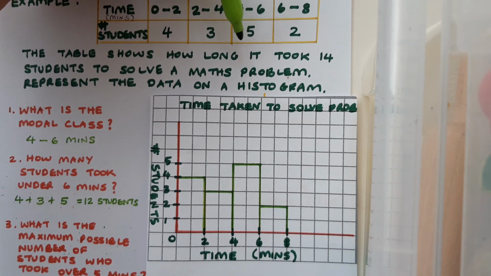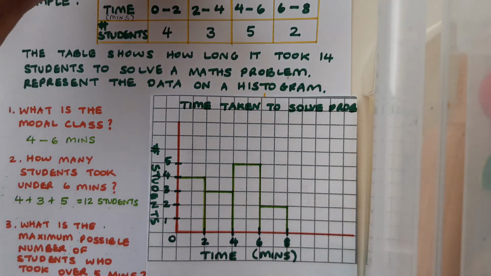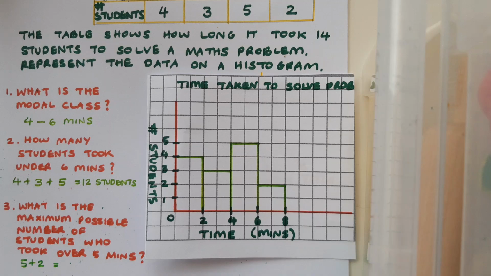These students here took between 4 and 6 minutes. I don't know exactly how long each individual took. It's possible they all took 4 minutes, or maybe they all took 6 minutes. But it's definitely possible that they all took more than 5 minutes. And I'm looking for the maximum number of students that might have taken more than 5 minutes. So I'm going to say, well, they could have all taken more than 5 minutes, so it's possible that they are in that category. So my answer for question 3 is to add 5 and 2 to get 7 students.